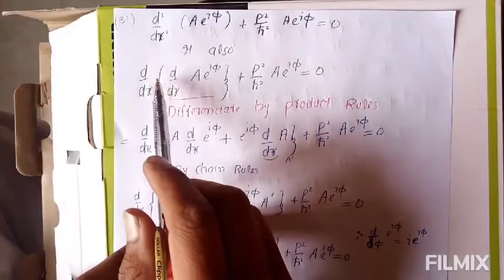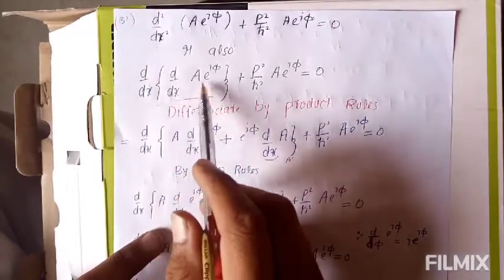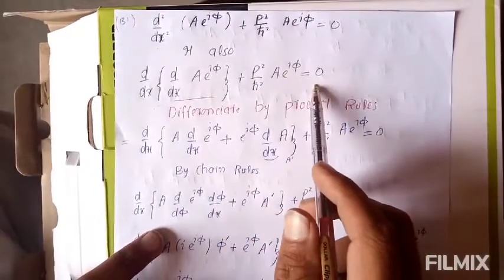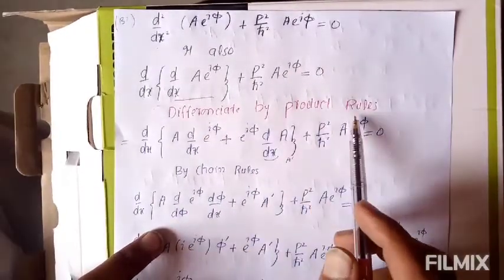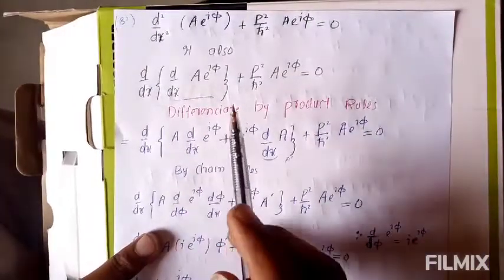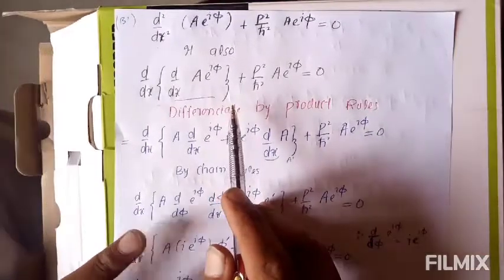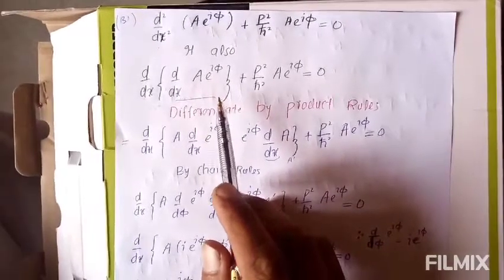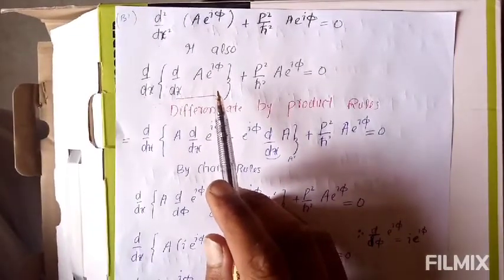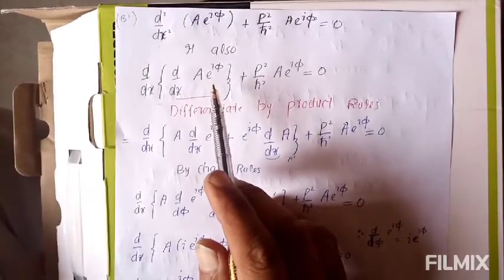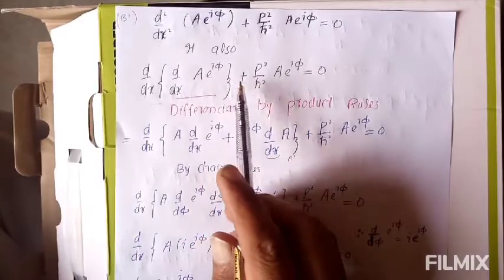So ∂/∂x of (∂/∂x of A e^(iφ)) plus p²/ħ² times A e^(iφ) is equal to 0. Now differentiate this by the product rule. As we know, in the product rule we write the first part as it is and differentiate the second, and then write the second as it is and differentiate the first.